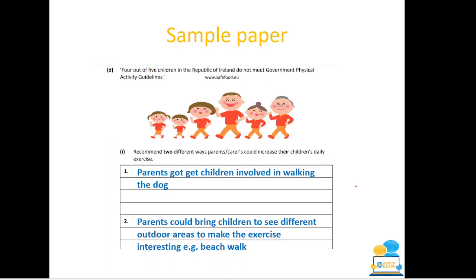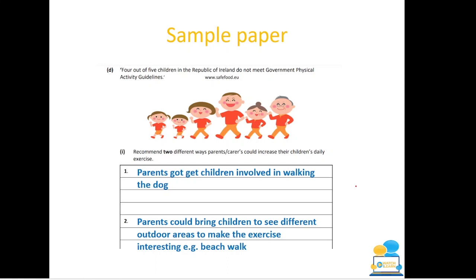So for example, parents could get children involved in walking the dog. And you can see there that there's an error, so that's fine, because in the exam, when the examiner is correcting it afterwards, they'll see that there's an error there, but they'll be able to understand the gist of what you're writing, so you won't miss out on marks for typos at all. So don't be worrying about spelling in home ec exams.